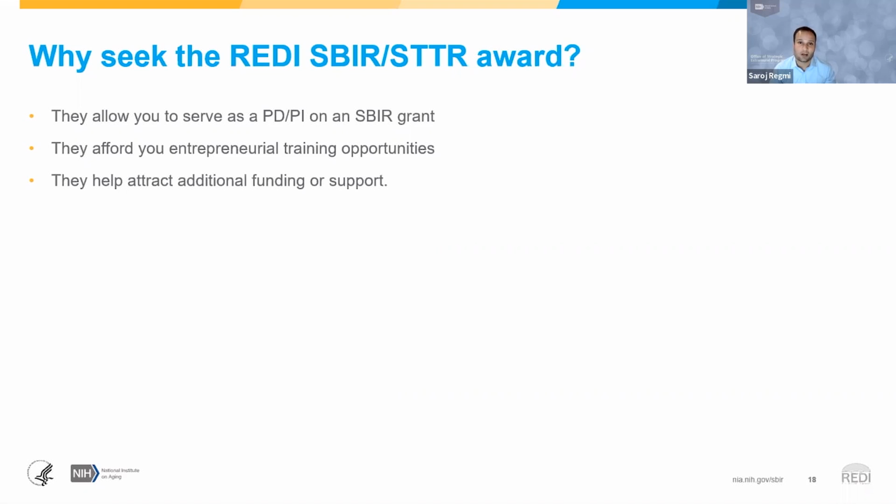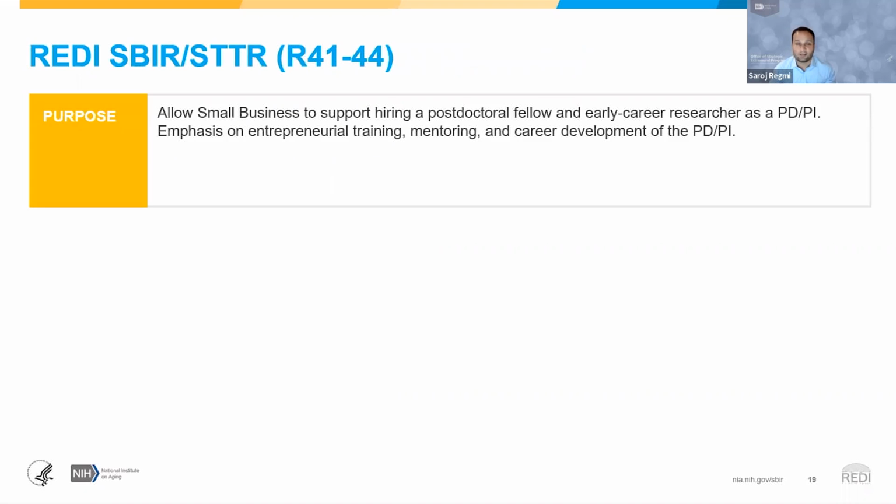So unlike other SBIR awards, we actually ask that you spend some time on entrepreneurial training activities, whether it be I-Core, business school courses, an MBA, or things like that. And we also think the fact that you've already become a PD/PI on an SBIR grant will help you attract additional funding. So the REDI SBIR and STTR utilizes R41, 42, 43, and 44 mechanisms. This is very similar to the normal SBIR STTR program. However, the emphasis here is on the entrepreneurial training, mentoring, and the career development of the PD/PI, program director, program principal investigator. So it's very important that the career development plan is highlighted.